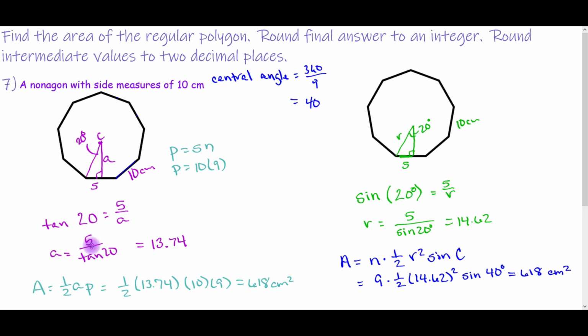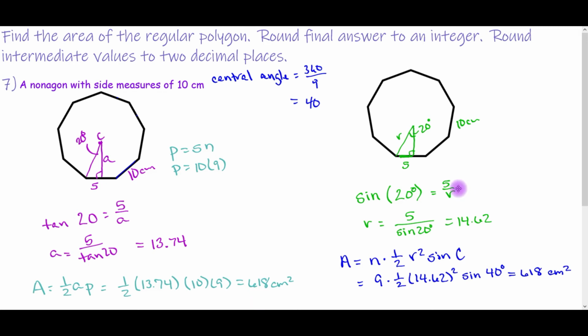So solving for a, we get 5 over the tangent of 20, which gives us about 13.74. So then plugging into my formula, area equals 1/2 of the apothem times the perimeter. So 1/2, my apothem measure is what we calculated, 13.74, and then my perimeter is the side measure of 10 times 9 sides, and we get about 618 centimeters squared.